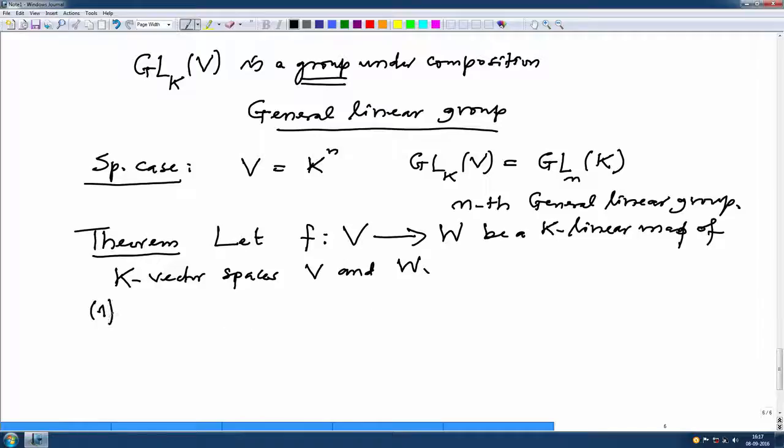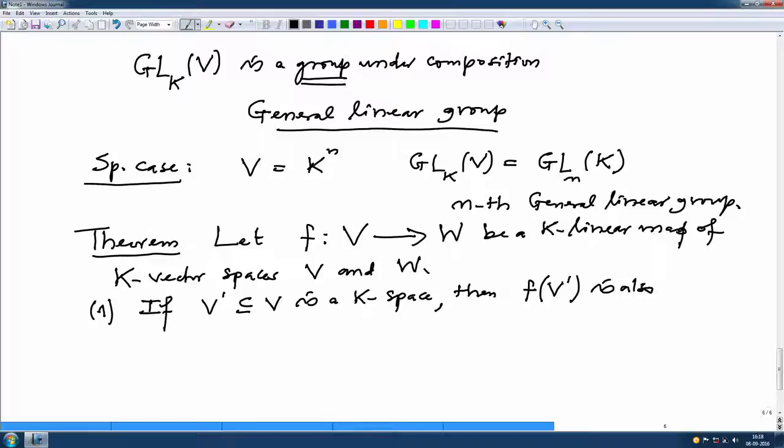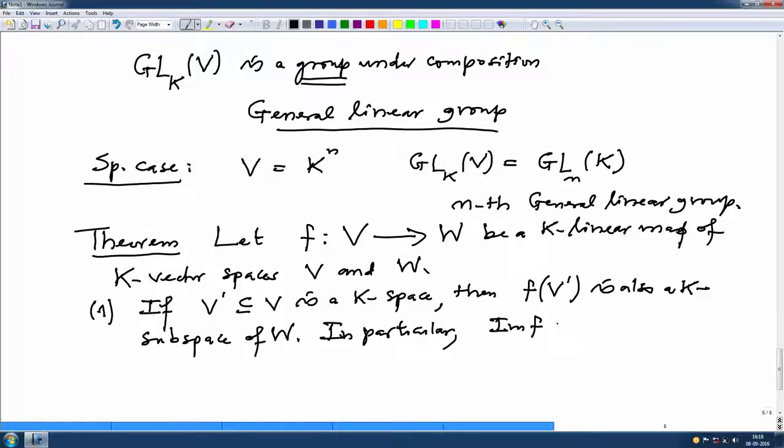Part 1 concerns the subspaces of V and the images of the subspaces of V. So, if V prime is a k subspace, then its image under f, f of V prime, is also a k subspace of W. In particular, the image of the map f, which is by definition f of V, is a k subspace of W.